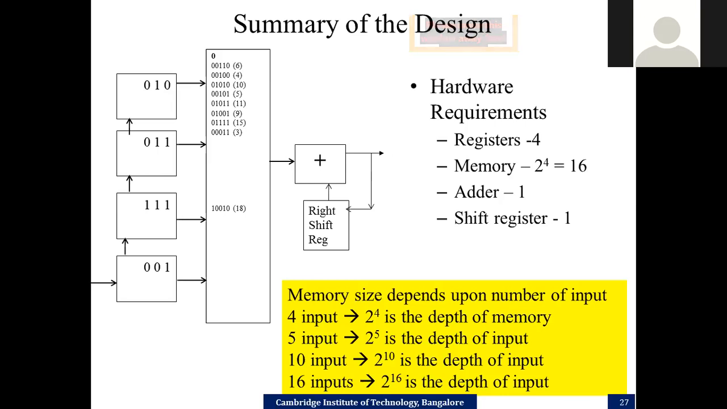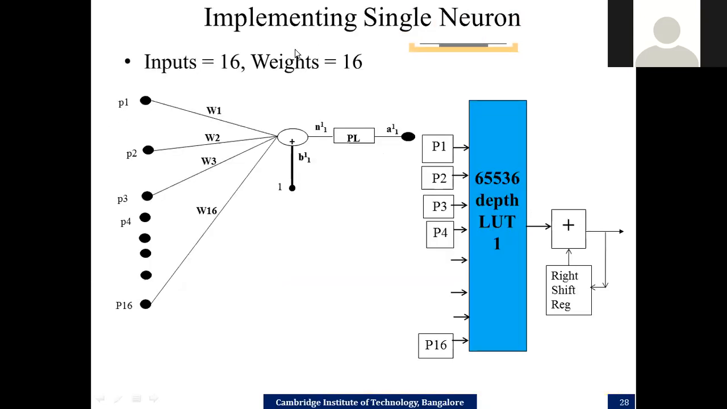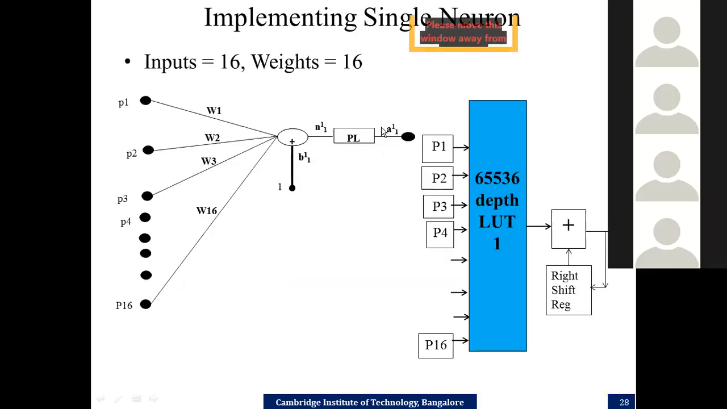Now to realize this neuron, for the compressor, whatever we discussed, there are 16 inputs. So there are 16 weights and one output. Correct. So my structure would be 16 inputs. If there are 16 inputs, 2 power 16 will be the depth of the LUT, which is going to be 65536, and one adder, one register.